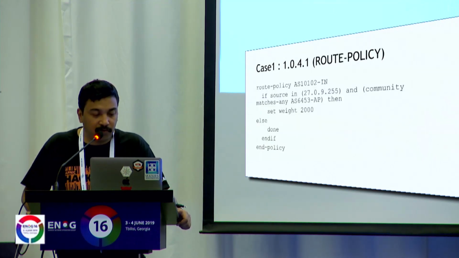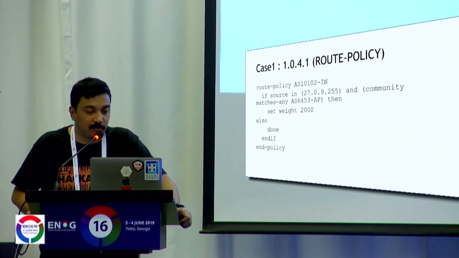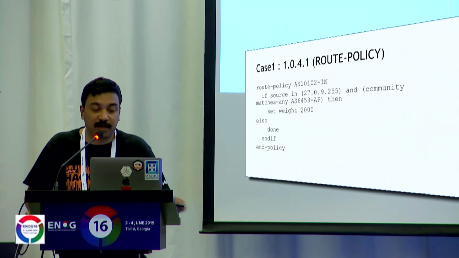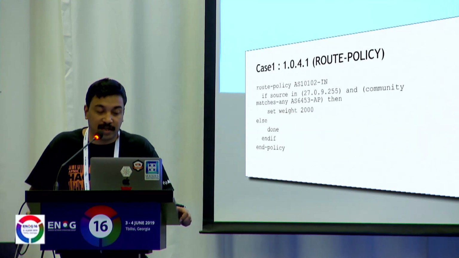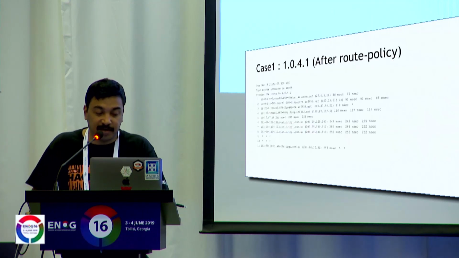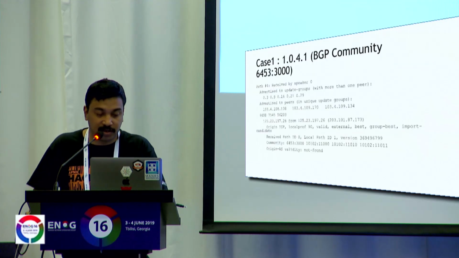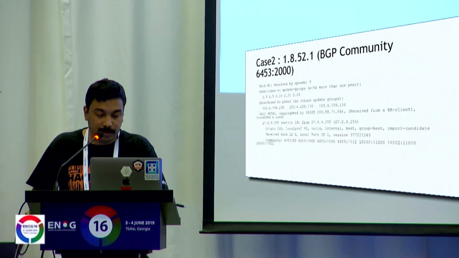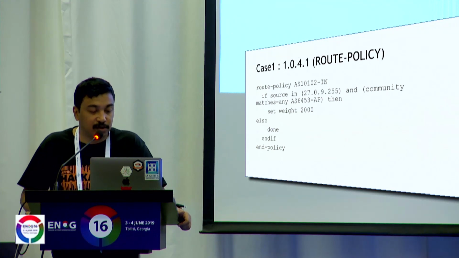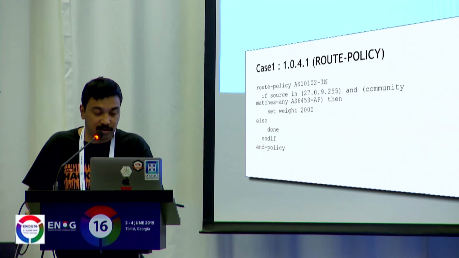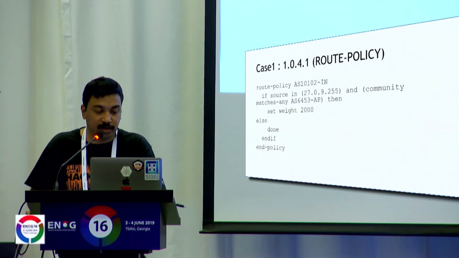So what was the route policy for 10102? If the source is 27.0.9.2.55, which belongs to the Singapore router, and the community matches anything from AS6453 Asia Pacific, or AP, that is 6453:3000, in that case, set the weight to 2000. And if not, then just done and continue.